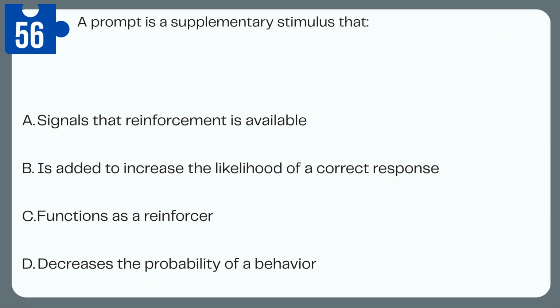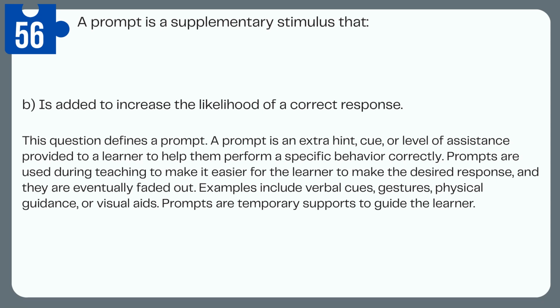Question 56. A prompt is a supplementary stimulus that A. Signals that reinforcement is available. B. Is added to increase the likelihood of a correct response. C. Functions as a reinforcer. D. Decreases the probability of a behavior. Answer: B. Is added to increase the likelihood of a correct response.